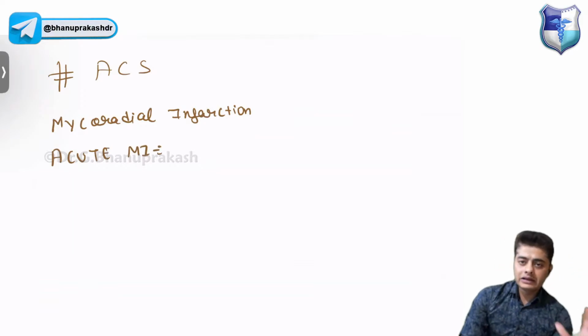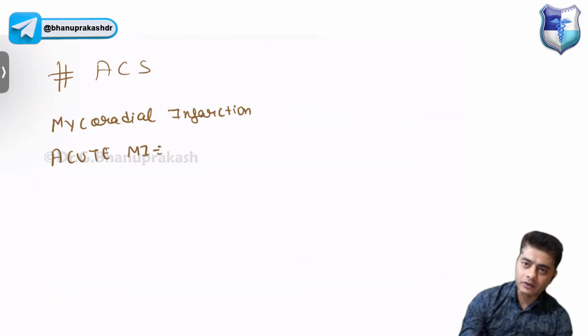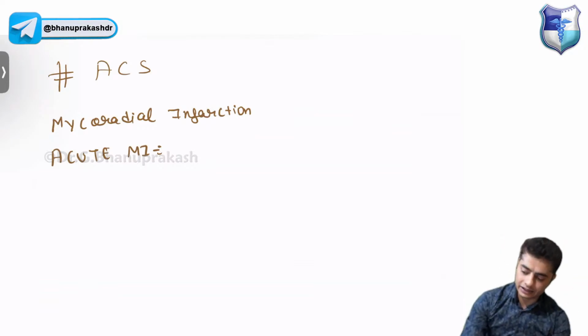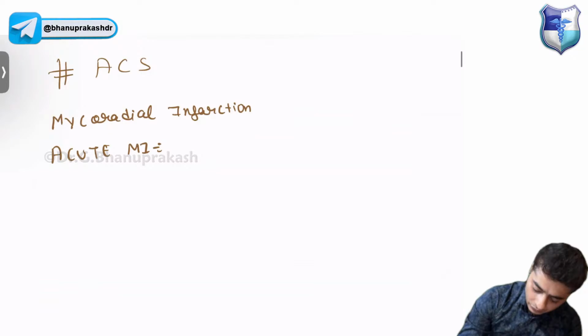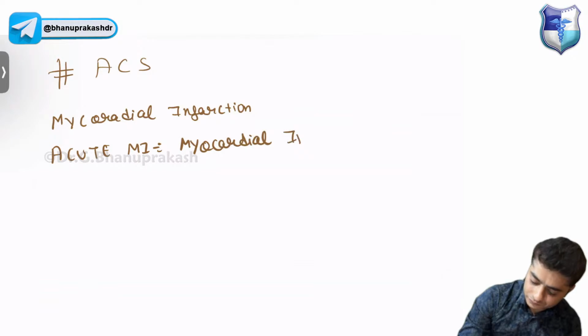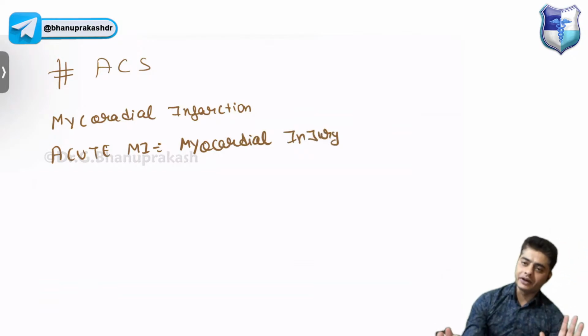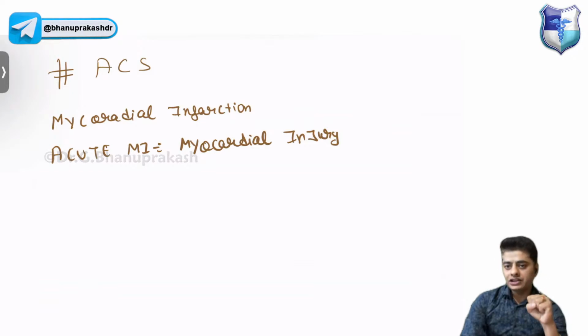Okay. So we will see what is the definition of acute MI. When we say the patient is having myocardial infarction, acute MI, or he is in ACS, there is a myocardial injury. Myocardial injury is mandatory. So the patient is having myocardial injury.